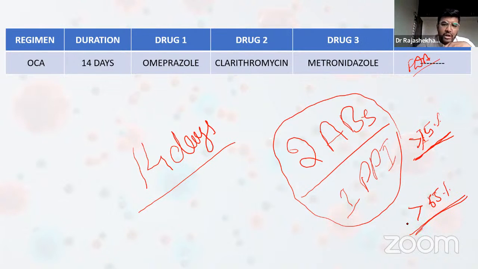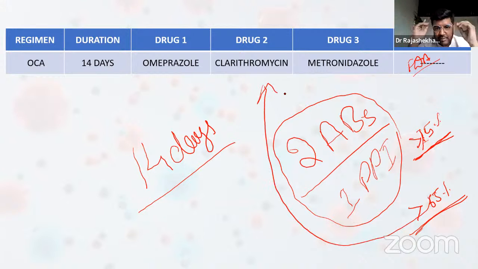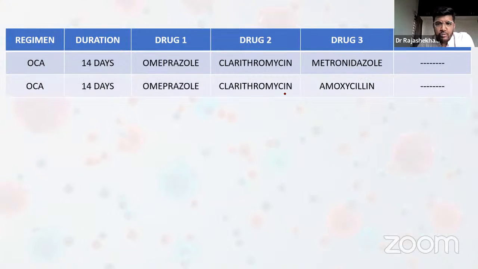So the next question is, why are we still using a clarithromycin-based regimen? I have seen a lot of patients receiving the OCA regimen in India, even without testing for H. pylori. The patients usually blindly receive this HP kit in their treatment, which usually contains clarithromycin. So it is not a good thing to use a clarithromycin-based regimen in India. There are other regimens also, that is the OCA regimen where the metronidazole is replaced by amoxicillin.